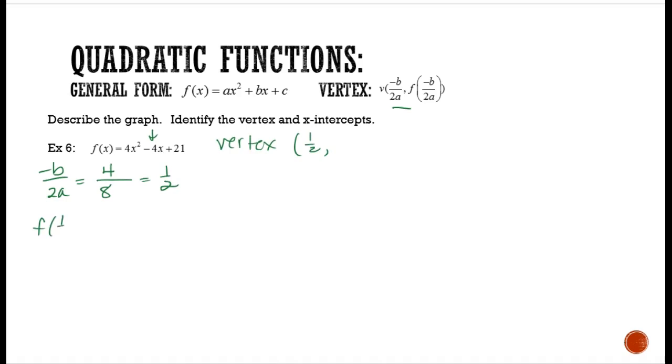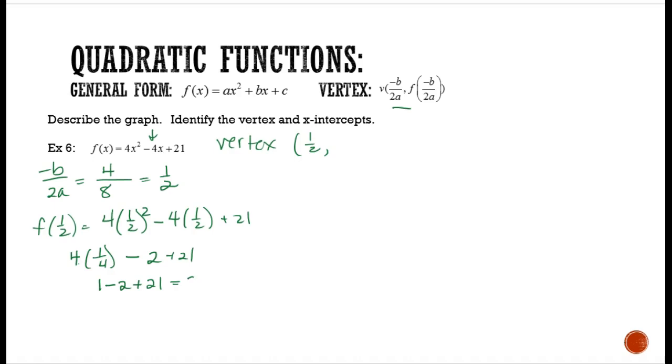Then I find f of 1/2 by plugging it in. So 4 times 1/2 squared minus 4 times 1/2 plus 21. So let's clean this up. 4 times 1/4 minus 4 times 1/2 is 2, plus 21. 4 times 1/4 is 1, minus 2, plus 21 gives us 20. So the y coordinate is 20. So there's our vertex. Now we're going to complete the square to solve this for x.